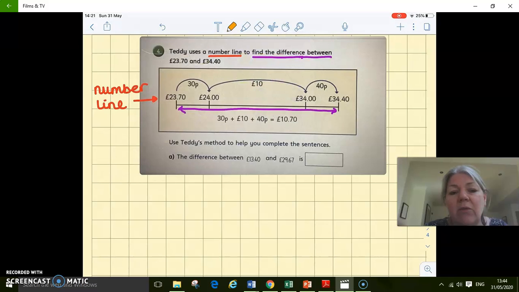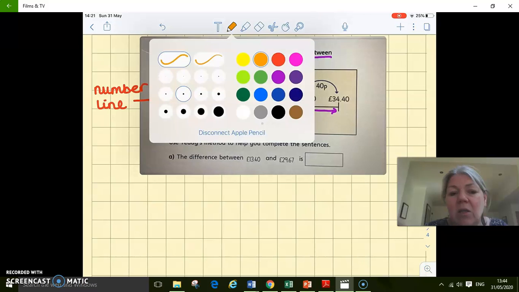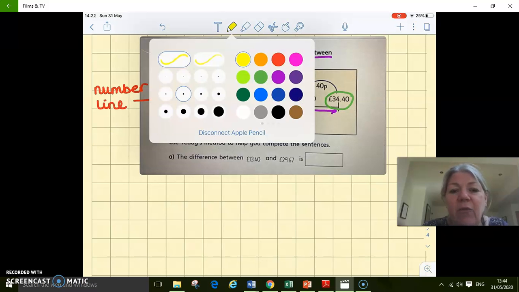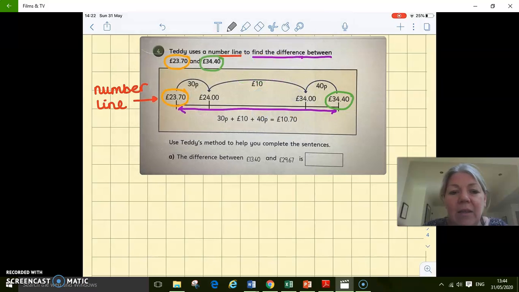And the 2 amounts that he's finding the difference between are £23.70, there it is on the number line, and £34.40. So he has done something quite clever here. He's thought about this £23.70. That's his starting amount. Well, that's not a very good colour for you to see. Let's just get rid of that and try a different colour that you'll be able to see. Hopefully this one will work. That's a little bit better.